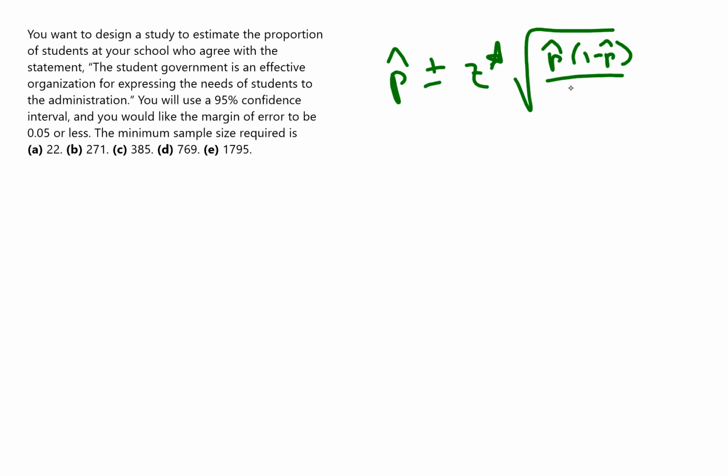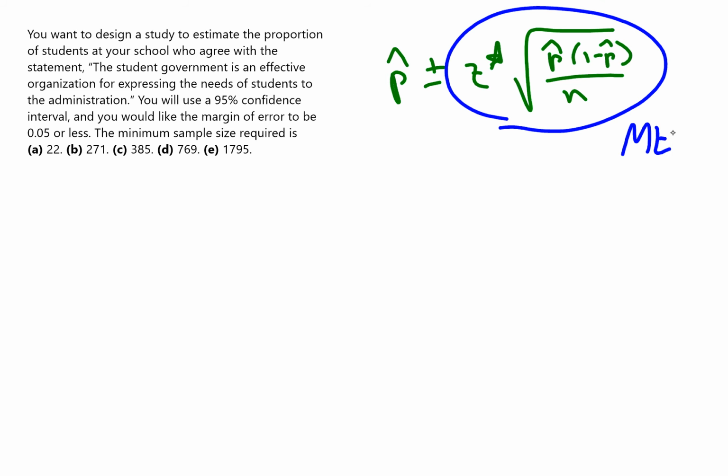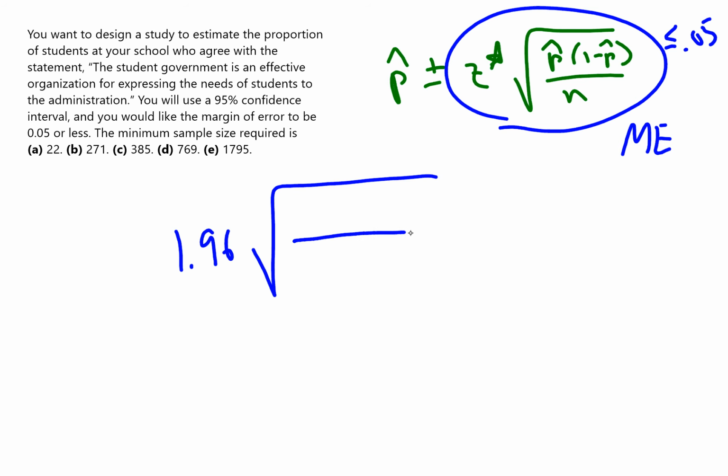They want to be within 0.05 of the true proportion, which means that this whole thing here, again, which is called the margin of error, needs to be less than or equal to 0.05. So let's plug in what we know. 1.96, because it's 95%, square root over n. I'm putting n there because I know it's going to be missing, less than or equal to 0.05. And I'm a little bit surprised because there's no p hat given in this problem.